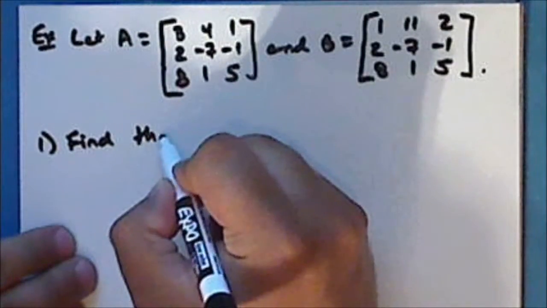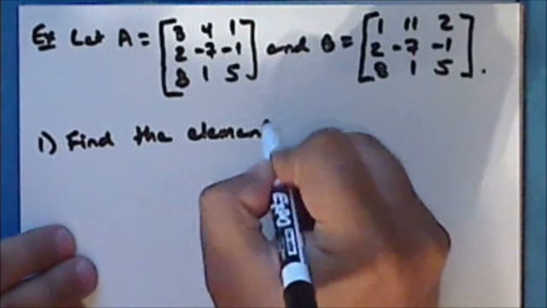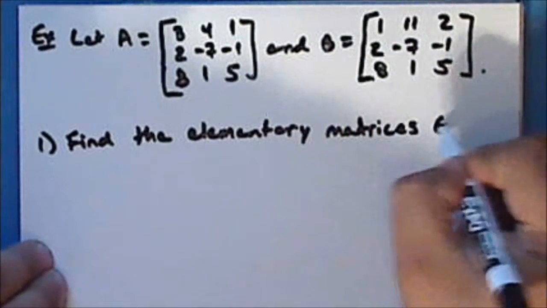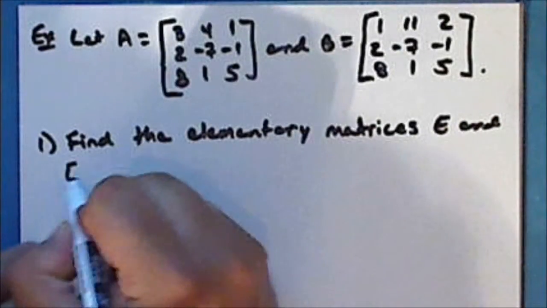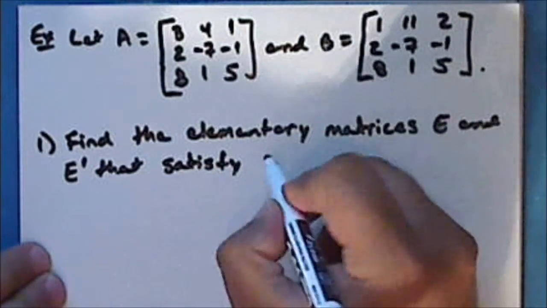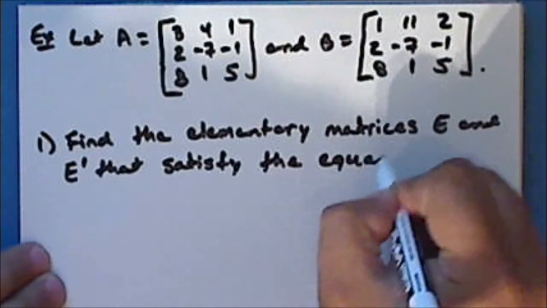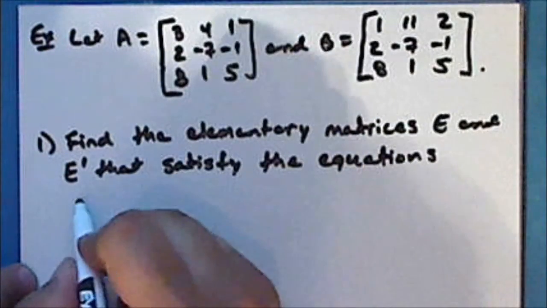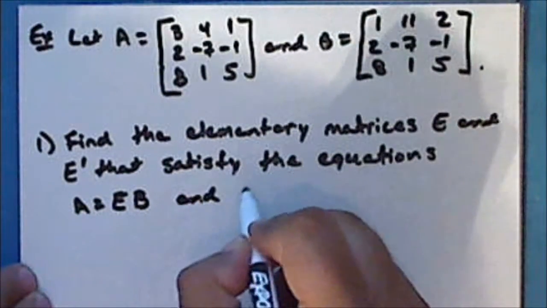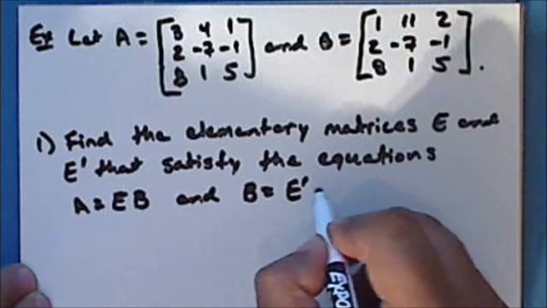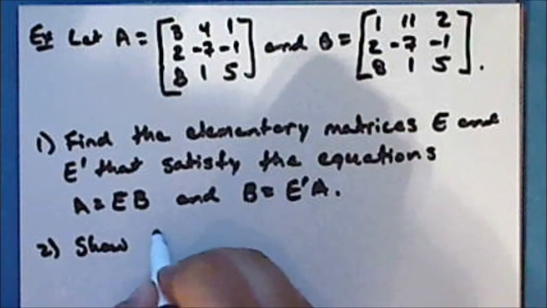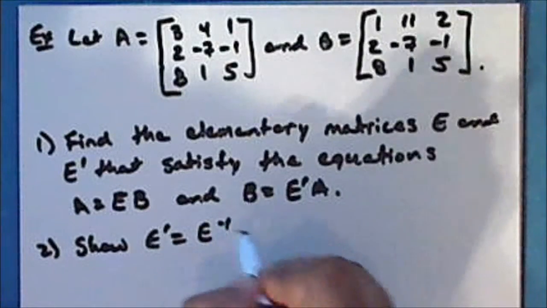Find the elementary matrices E and E prime that satisfy the equations A is equal to E times B and B is equal to E prime times A. And then show that E prime is the inverse of E.